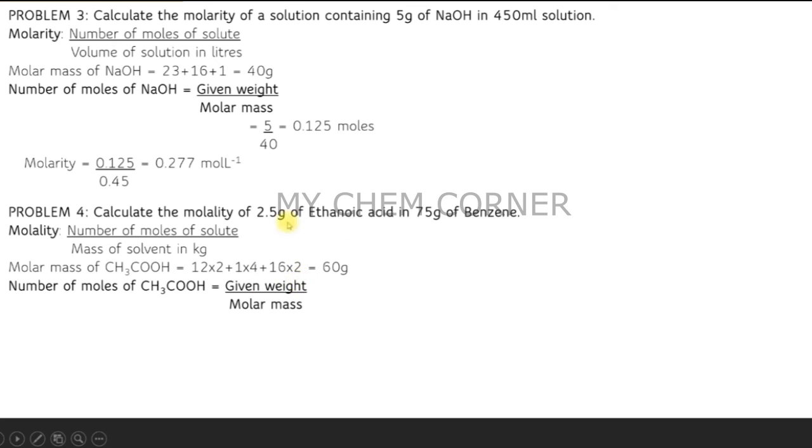The given weight is 2.5 grams, and the molar mass is 60 grams. When you calculate this, you will get 0.0416 moles, which is the number of moles of ethanoic acid. The mass of solvent needs to be in kilogram, but here it's given in grams. So when you divide it by 1000, it will be 0.075 kilograms. Directly substitute the number of moles and the mass of solvent converted to kilogram. You will get your answer as 0.554 mole per kilogram.